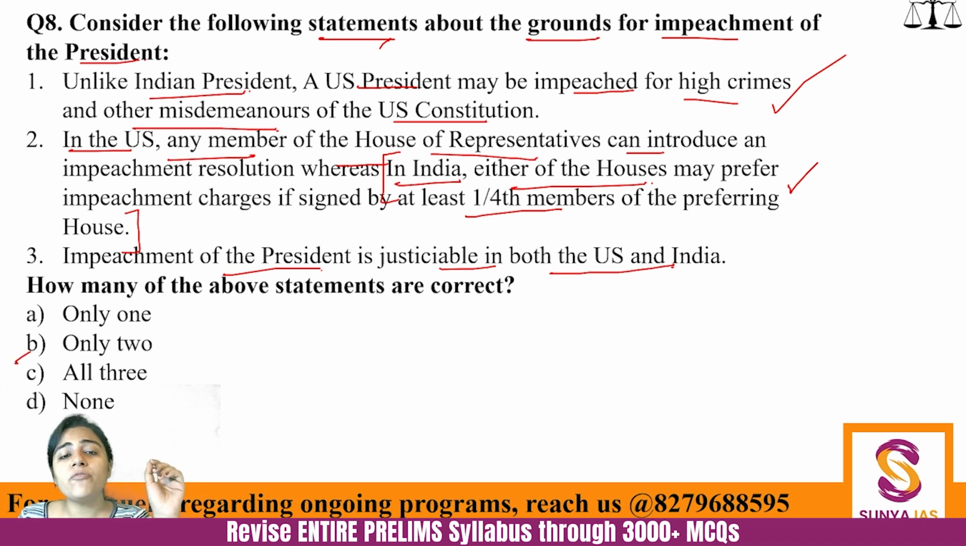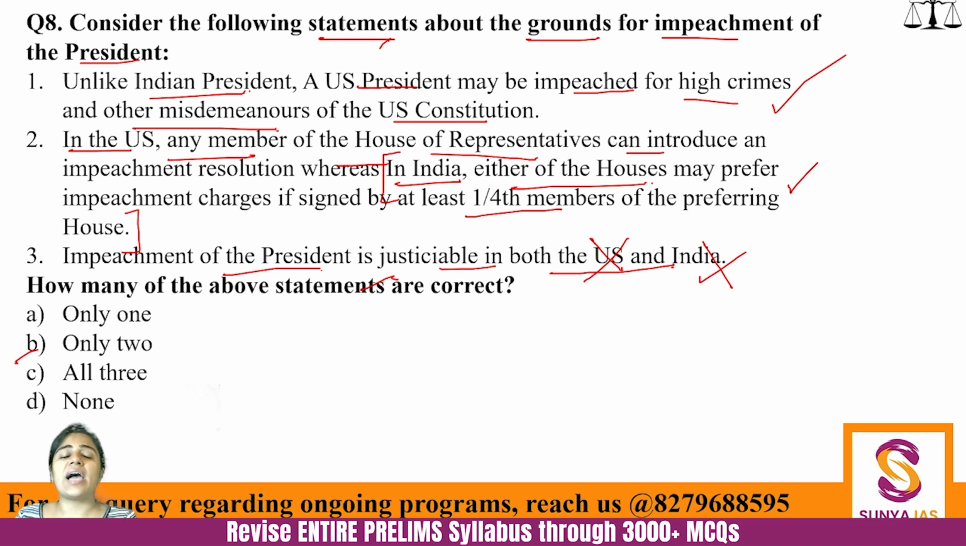Then impeachment of president is justiciable in both the US and India. India, yes, it is justiciable. You can just question how this process was flawed or whatever. In the US, you cannot do it. In the US, you cannot question. Once the president is impeached, the president is impeached. So the whole statement becomes incorrect.